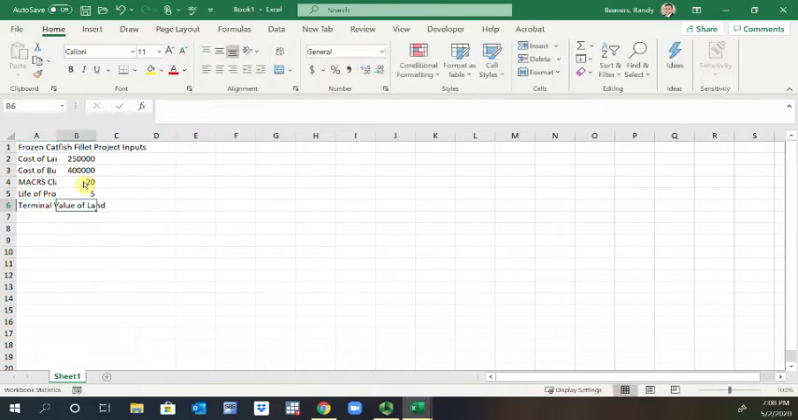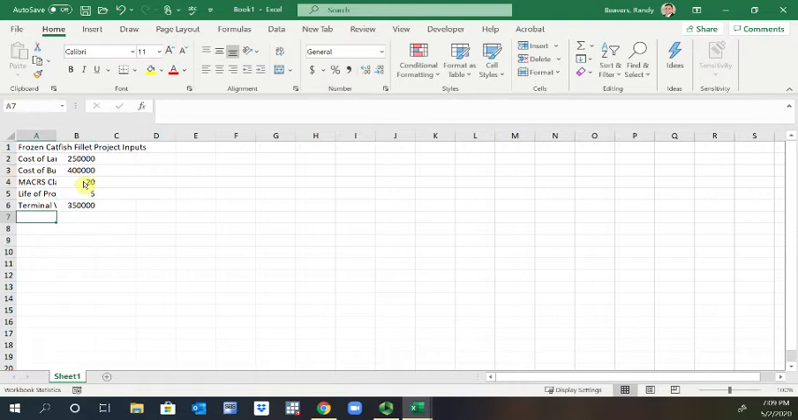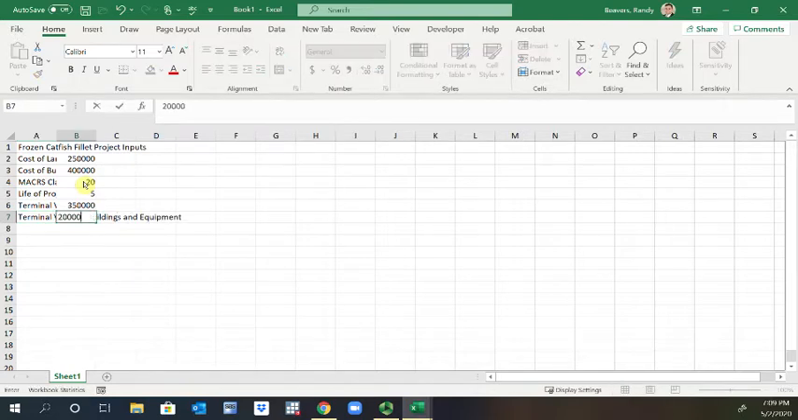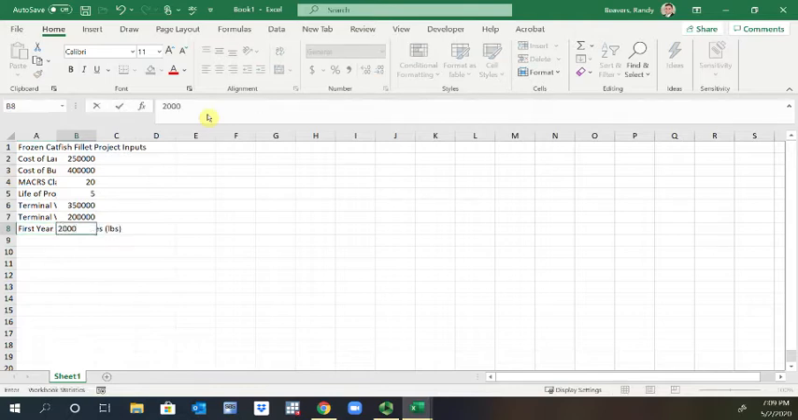Terminal value of the land is going to be equal to $350,000 times 1 plus D6. We'll have nothing there at the moment, but we'll change that shortly. Terminal value of buildings and equipment is also going to be equal to $200,000 times 1 plus the D8. Put an equal in front of that to make that a formula. First year catfish sales in pounds is 200,000 times 1 plus D8. Make this a formula. The previous one, this needs to be D7.